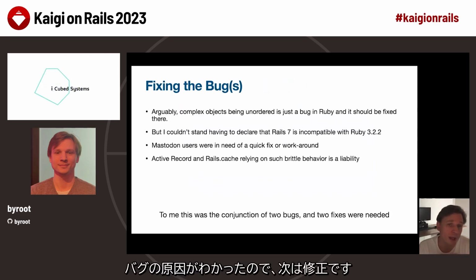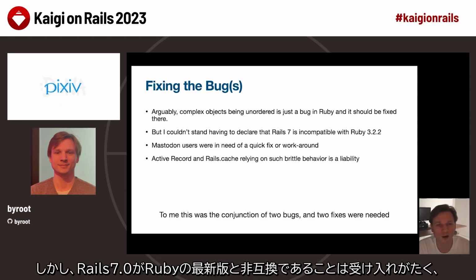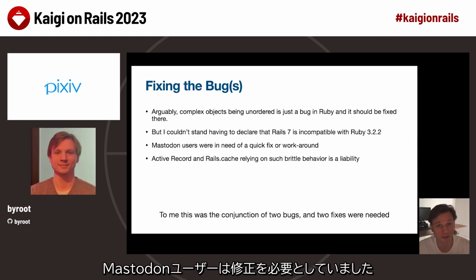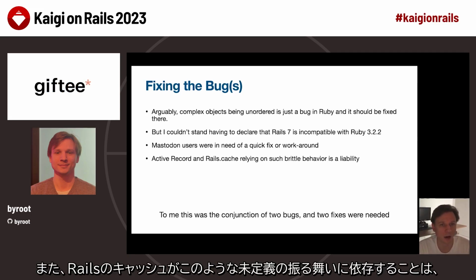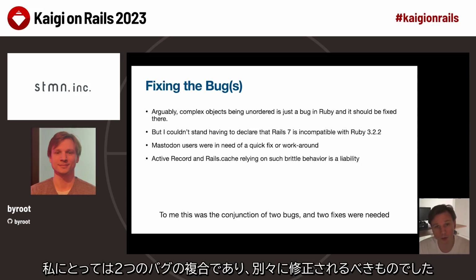So now that we knew what the bug was, we had to fix it. And so arguably the bug is just in Ruby and we should just fix it there. But I accepted that Rails 7 was incompatible with the latest Ruby version, and Mastodon users needed a fix, right? And also, Rails.cache relying on such undefined behavior was a liability. So to me, it was a conjunction of two bugs that had to be fixed in two places.